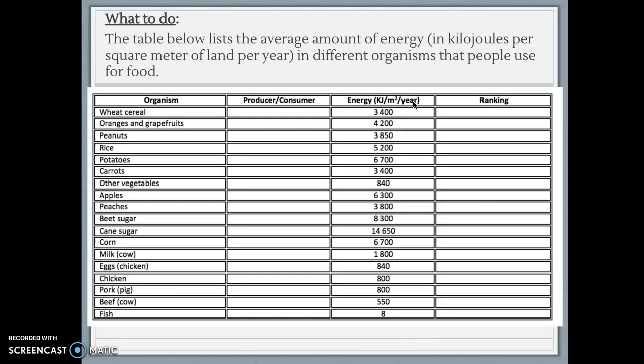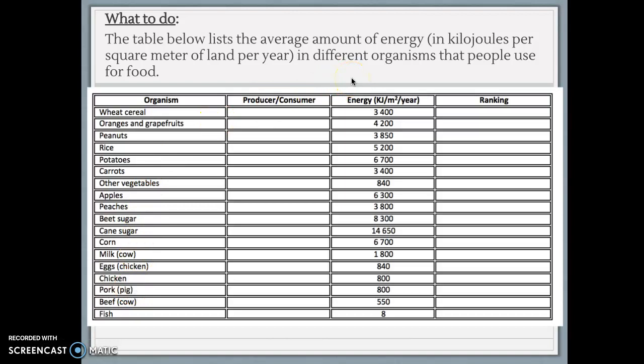Different animals need different amounts of energy. Say, for example, an elephant might take 200,000 kilojoules daily to feed it, where a cat would only need about 800 kilojoules. Each organism is different in terms of how much energy that they need, but in this case, we're looking at organisms and how much energy we could get if we were to grow these different items in our field.